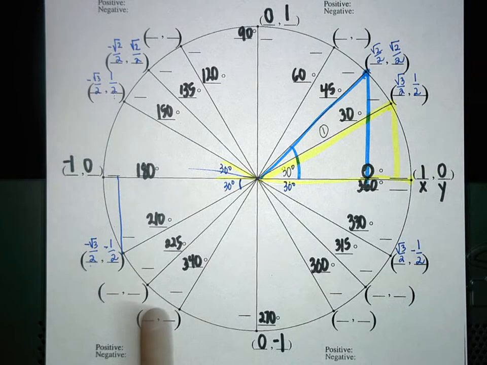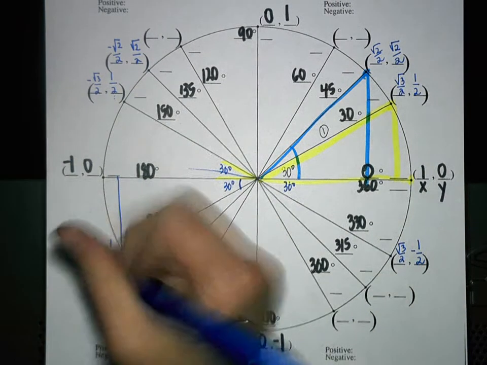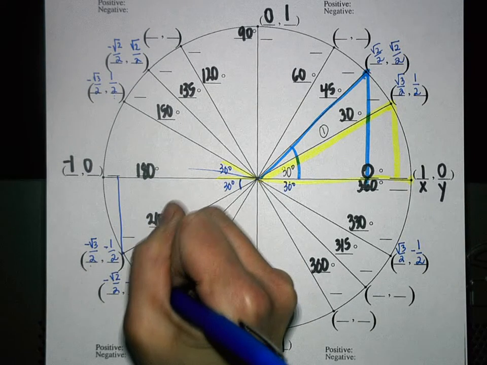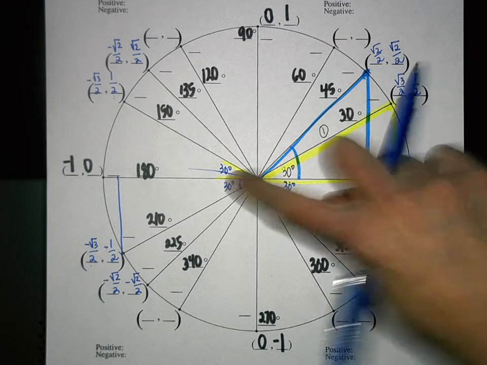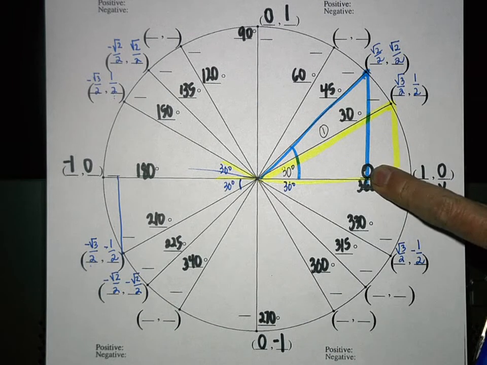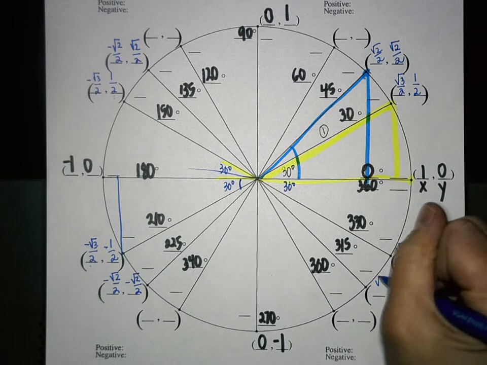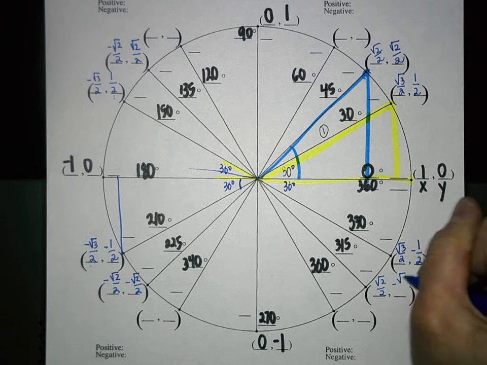For this 45-degree angle, it's going left and down. So both of them are negative. Negative root 2 over 2 and negative root 2 over 2. For this 45-degree angle, we're going right for the x and down, so positive, negative. So the x is positive root 2 over 2, and then the y is negative root 2 over 2.